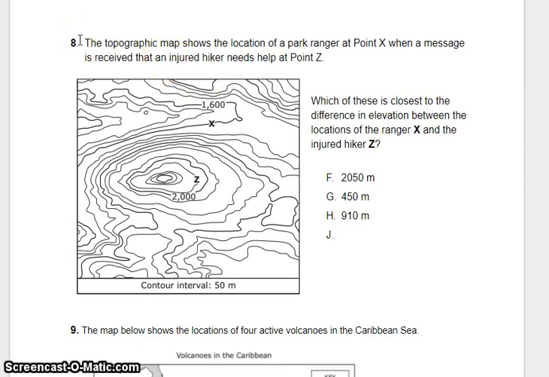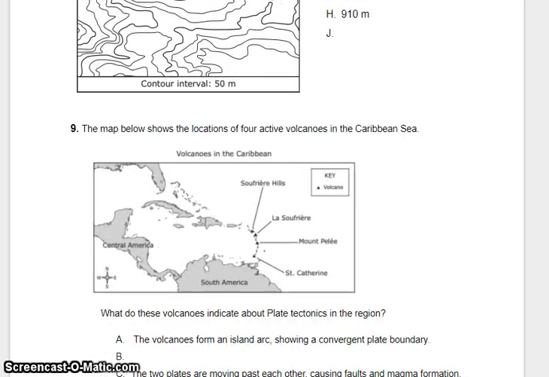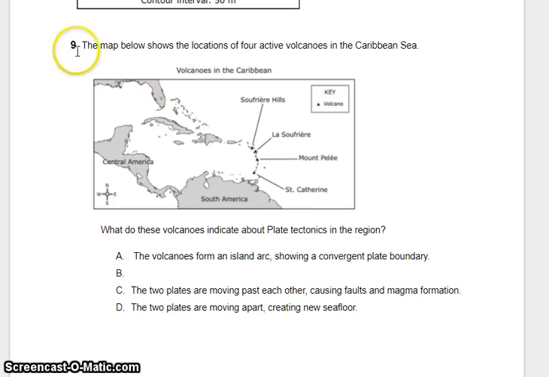Number 8. The topographic map shows the location of a park ranger at point X when the message is received that there's an injured hiker that needs help at point Z. The contour interval is 50 meters for each line. Which of these is the closest difference in elevation between the location of the ranger at point X and the hiker at point Z? Difference means subtract.